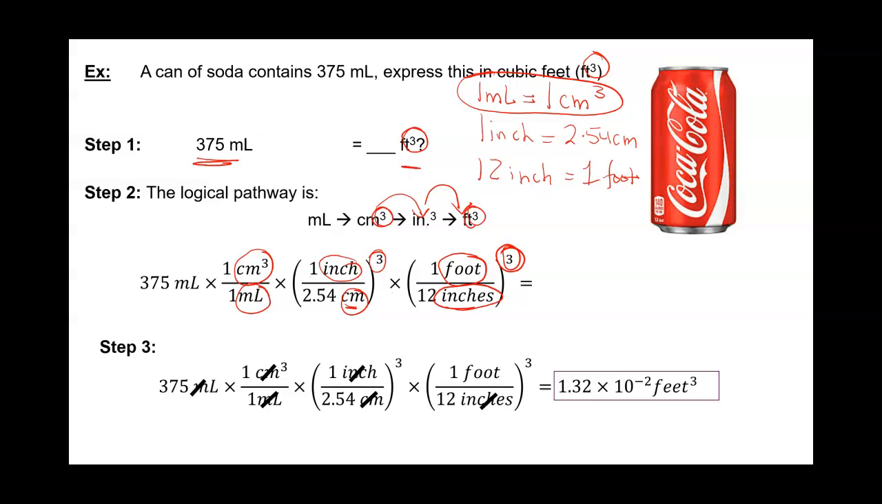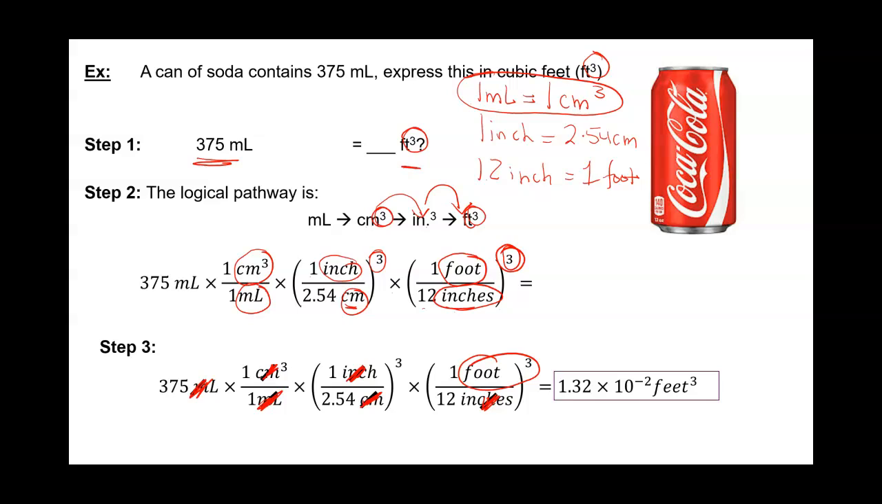So, because I know that 12 inches are equivalent to 1 foot, I'm going to put a 12 beside the inches and a 1 beside the feet. Okay, so it looks like everything is set up correctly. I'm just going to double check that all my units cancel. So milliliters go, centimeters go, inches go, and the only thing that remains is feet cubed.